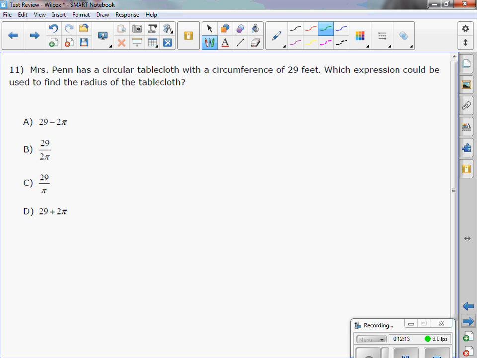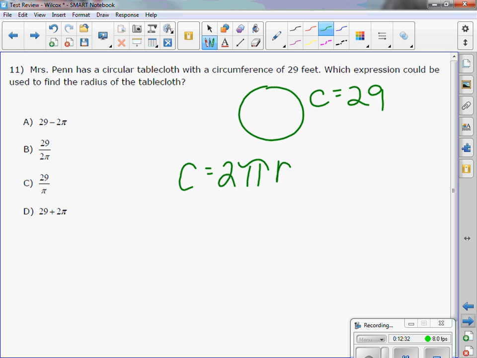Mrs. Penn has a circular tablecloth with a circumference of 29. So they're telling us the circumference is equal to 29. Which expression could be used to find the radius? So I want to find the radius when given circumference. My formula for circumference with radius is circumference is equal to 2 times pi times r. Well, we know our circumference is 29. They gave us that in the problem. 29 is equal to 2 times pi times r.